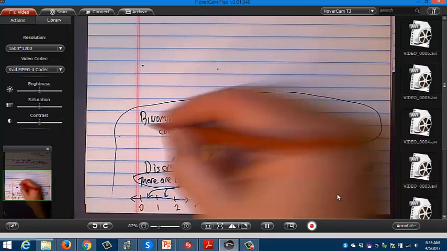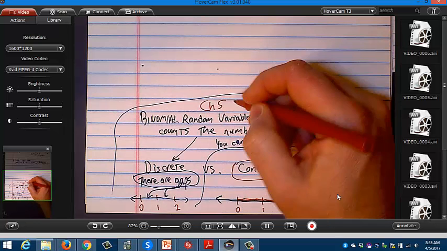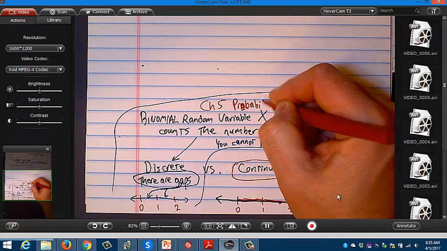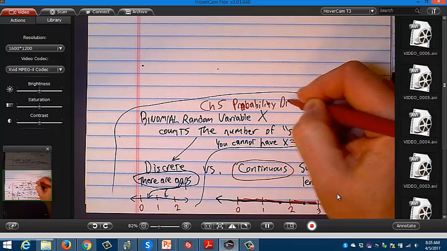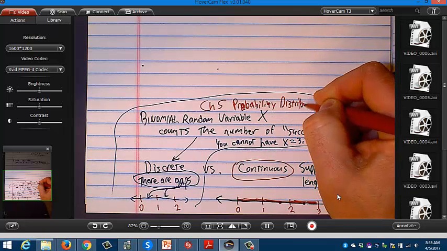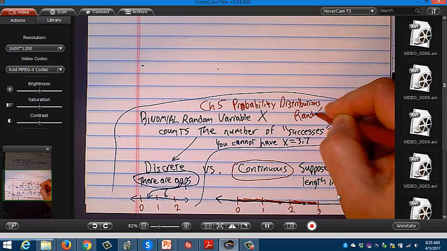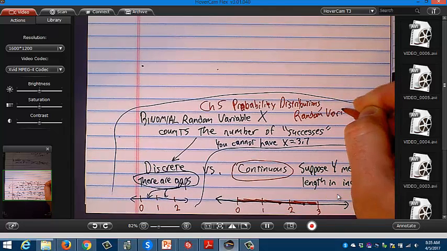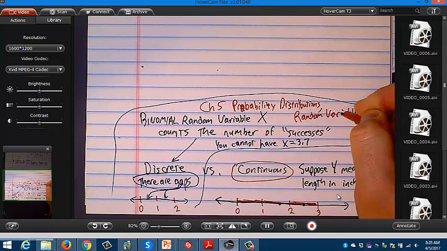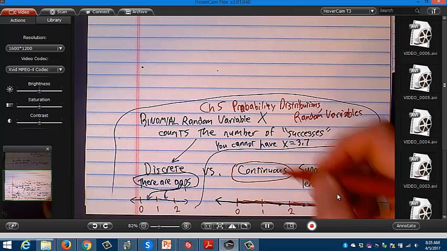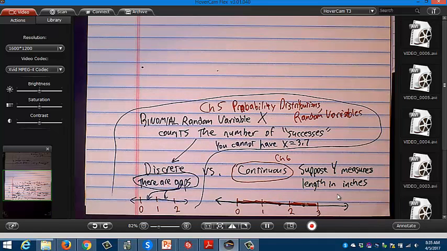Chapter 5, when we talked about probability distributions, and we talked about random variables. Chapter 5, it was all discrete. Okay, it was all discrete. But in chapter 6, we're actually going to get into continuous because some of the most important distributions are actually continuous.